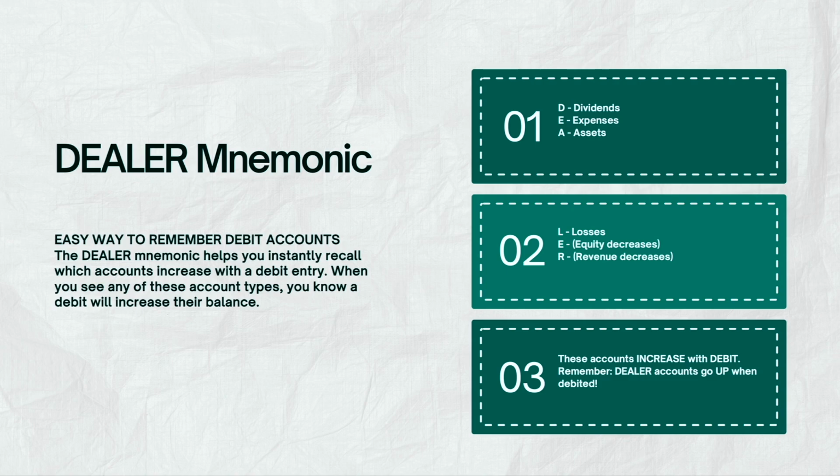So D actually stands for dividends, E for expenses, and A for assets, while L for liabilities, E for equity or capital, and R for revenue or income.